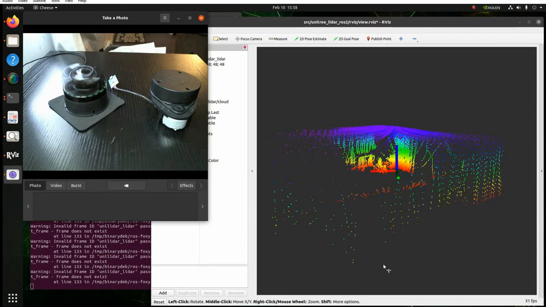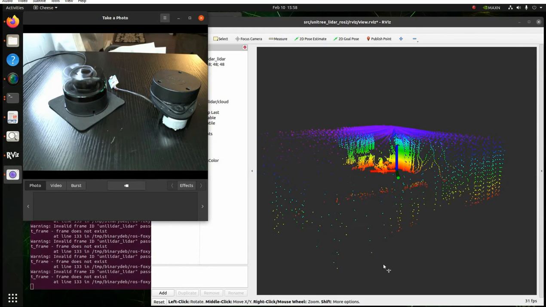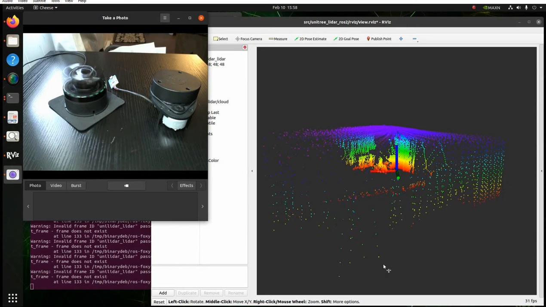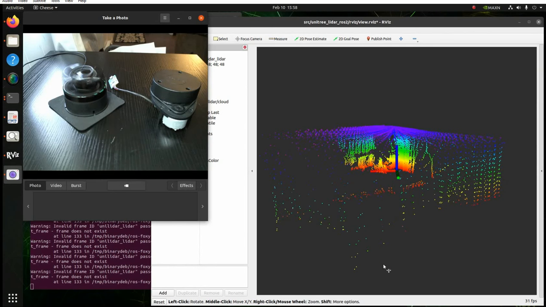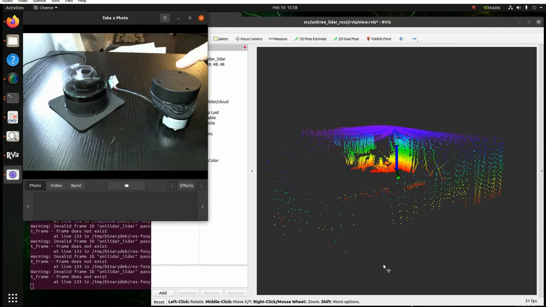Today we're going to take a look at the Unitree LiDAR device that they have. And as you can see, I've already got it set up here. It's the one that's spinning. And it's just a size comparison. It's sitting next to one of these.